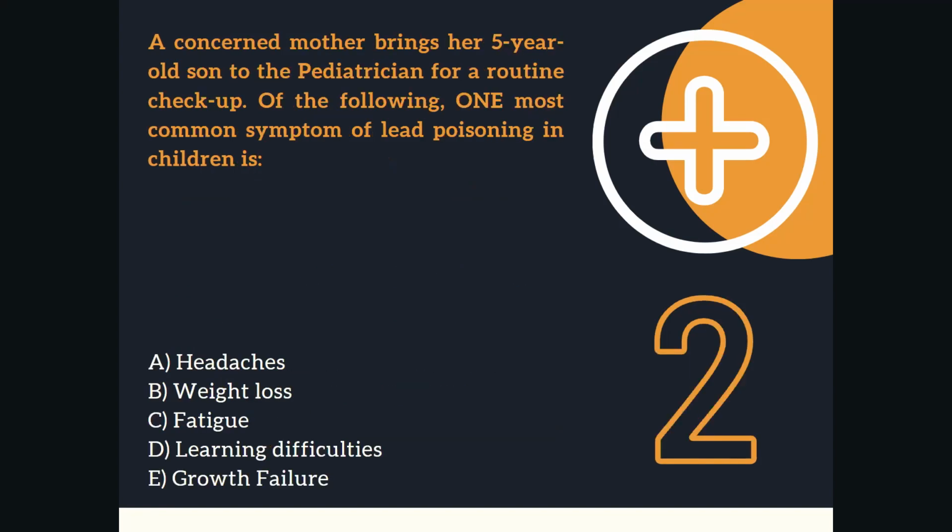Number 2, a concerned mother brings her 5-year-old son to the pediatrician for a routine checkup. Of the following, the most common symptom of lead poisoning in children is A, headaches, B, weight loss, C, fatigue, D, learning difficulties, and E, growth failure. D. The answer is D, learning difficulties, as I showed in the figure that the IQ of children is decreased at low levels of lead.